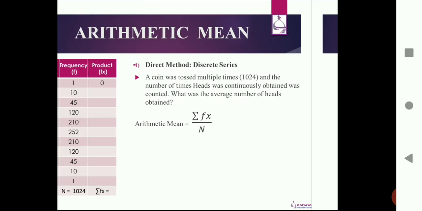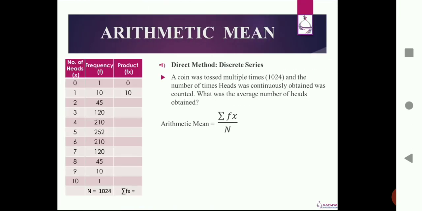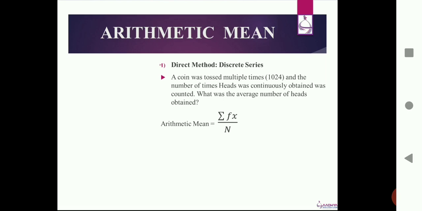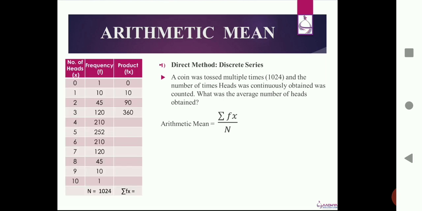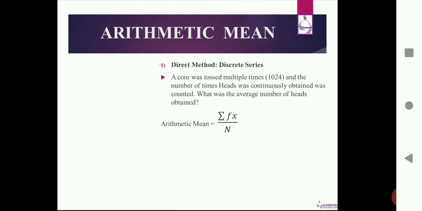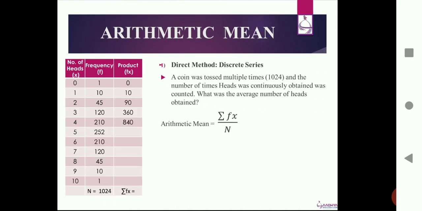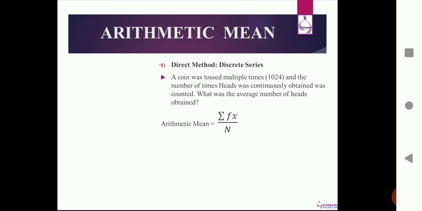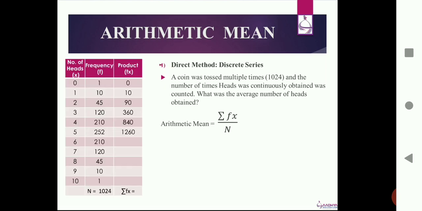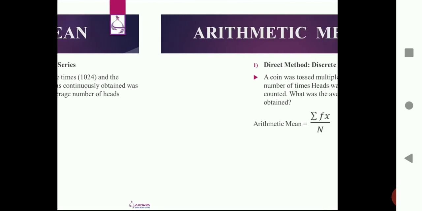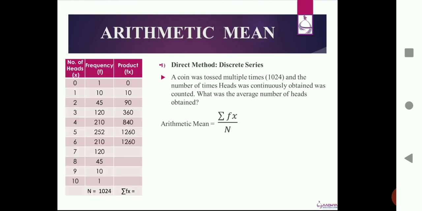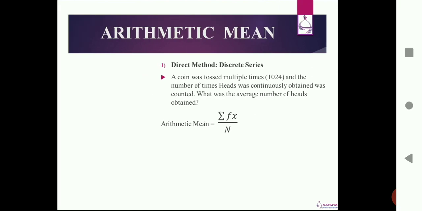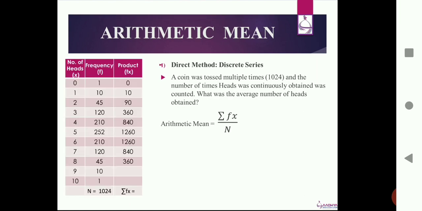Let's multiply 1 by 10, so we get 10. Then next we multiply 45 by 2 to get 90. So we keep multiplying the frequency and the number of heads. 3 into 120 gives us 360. Then 4 into 210 gives us 840. 5 into 252 gives us 1260. 6 into 210 gives us 1260. 7 into 120 gives us 840, and so on.